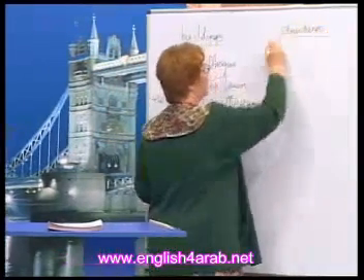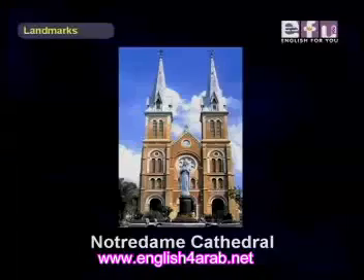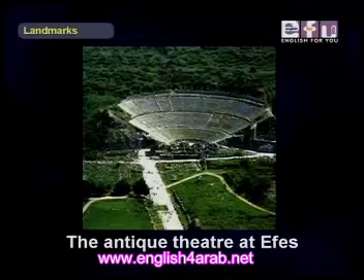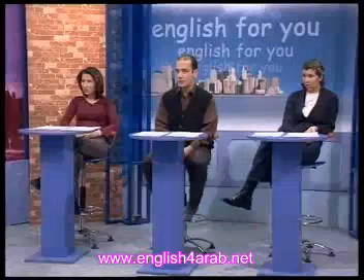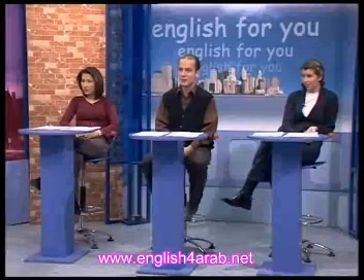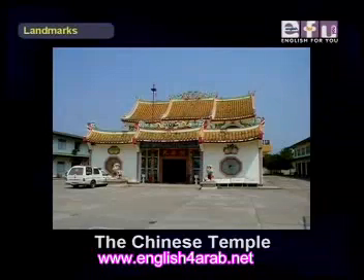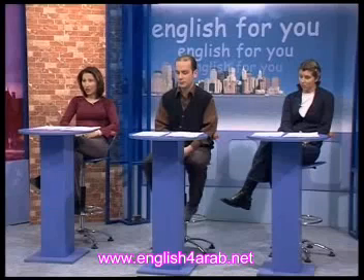These are kind of like buildings, but a little bit different. Isabel, you start. Notre Dame Cathedral. Yes, Notre Dame Cathedral. A cathedral is like a big church. Okay, Ali? The Antique Theater at Efes. Yes, the Antique Theater at Efes. Where's Efes? Efes is in Izmir. And where's Izmir? Izmir is in the western region of Turkey. Okay, so Efes is in Turkey. Okay, and Susan? The Chinese Temple. All right, and where is the Chinese temple? It is in Malaysia. Yes, of course.